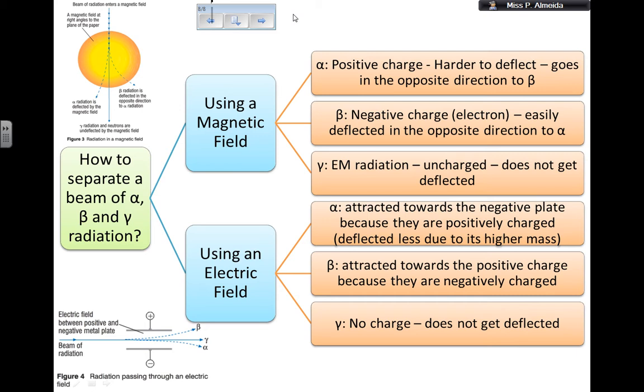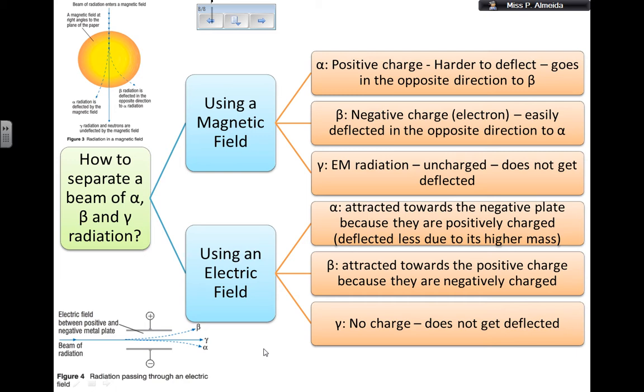Think about it. Alpha has a positive charge, beta has a negative charge, and gamma has no charge, so it is uncharged. So I can get a plate with a positive end on one side and a negative end on the other side, and then gamma will not be affected because it doesn't have a charge, so it will pass through. Beta, which is negative, is going to be attracted towards the positive end of my plate, and alpha, which has a positive charge, will be attracted towards the negative side of the plate. So I can get that by using either a magnetic field or an electric field.